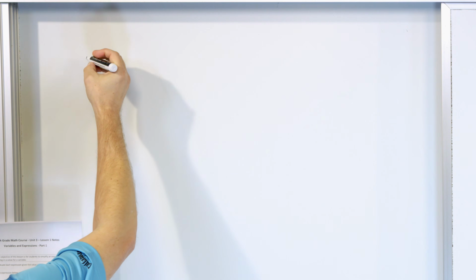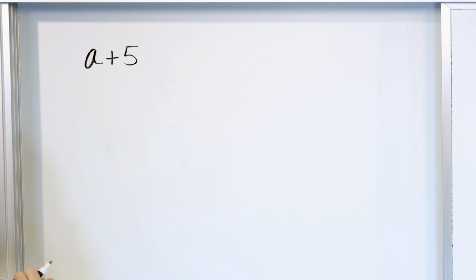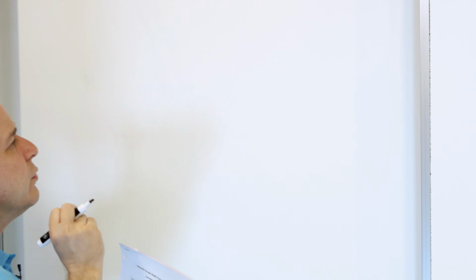We have to get used to just seeing letters, which we call variables, and also the concept of an expression. So let me write something on the board and we'll just get started. Let's take a look at the expression a plus 5. Now, what does it mean to have an expression in math? The word expression in math means calculation. So here, this is a calculation.